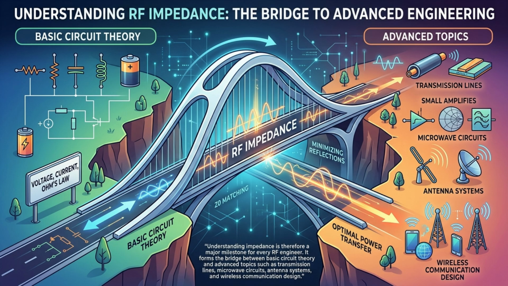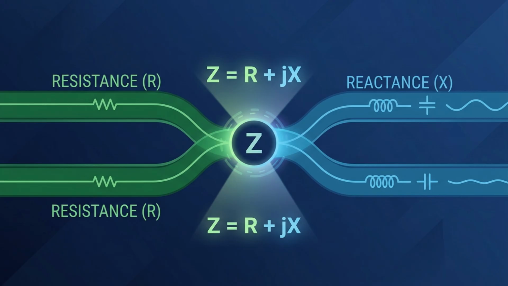It forms the bridge between basic circuit theory and advanced topics such as transmission lines, microwave circuits, antenna systems, and wireless communication design. In this lesson, we learned that impedance extends the concept of resistance into the AC world by combining resistance and reactance into a single framework. Impedance explains both signal magnitude and phase behavior, making it one of the most important tools in circuit and RF engineering.